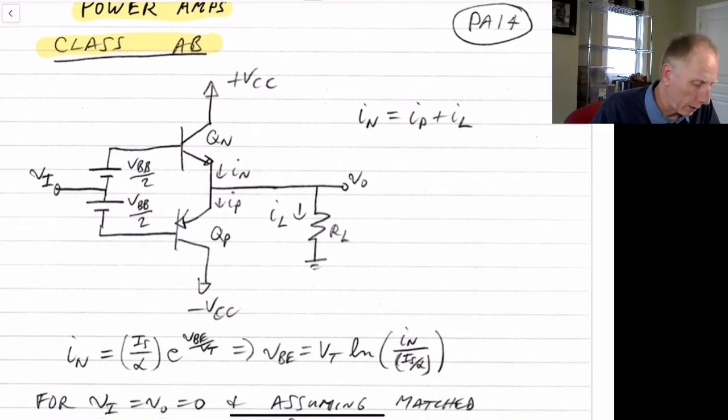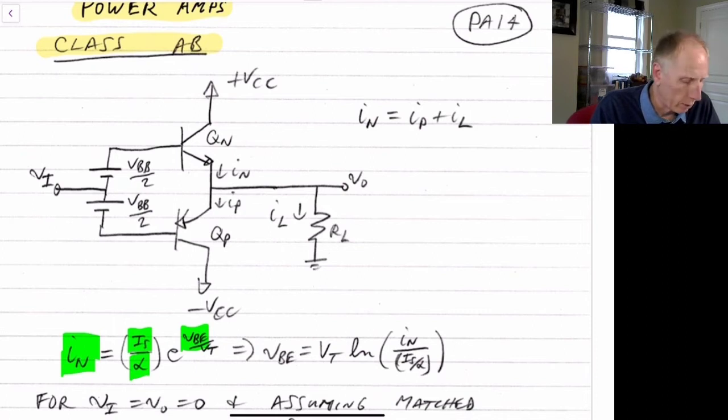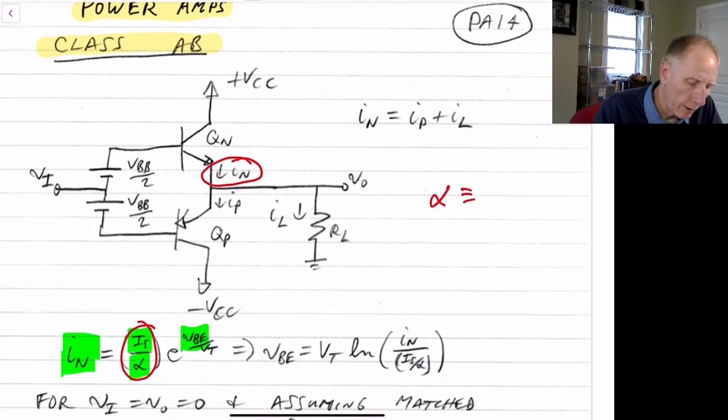We also want to recall that if we know the VBE, the voltage across the transistor, the current through the emitter is equal to the scale current divided by alpha. Normally we would show this as the collector current, and it would just be the scale current times e to the VBE over VT. But in this case, we have IS divided by alpha because we're looking at the emitter current, not the collector current here. Alpha, if you recall, is defined to be beta over beta plus 1.